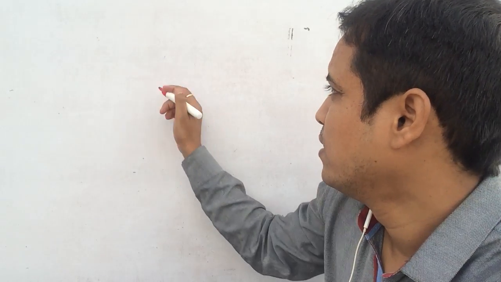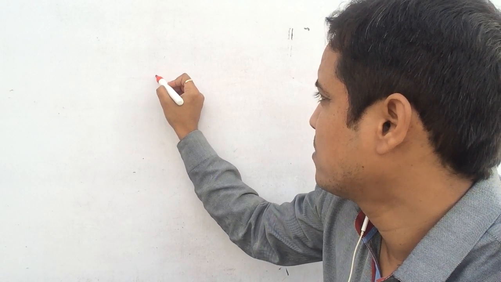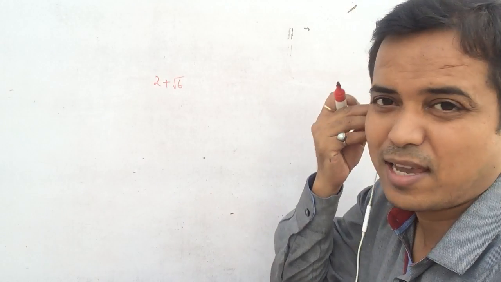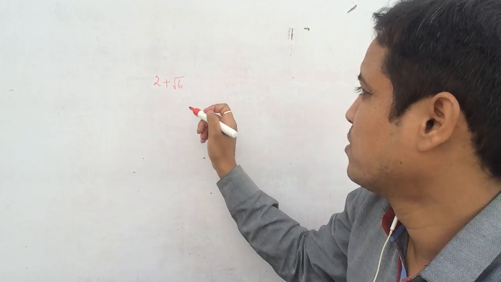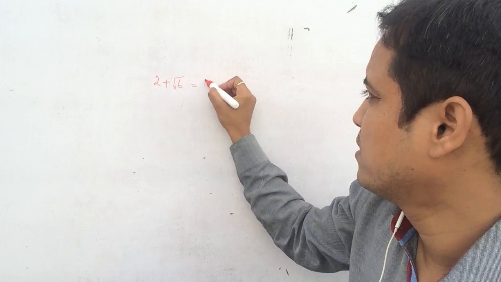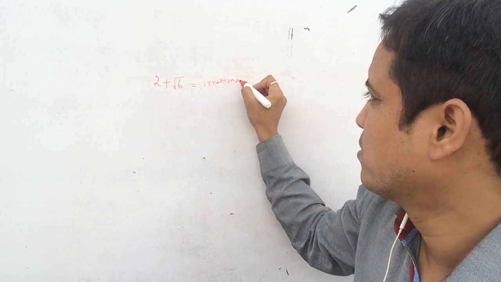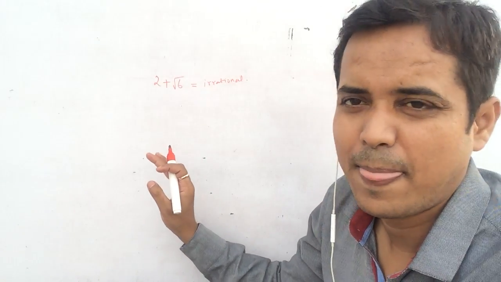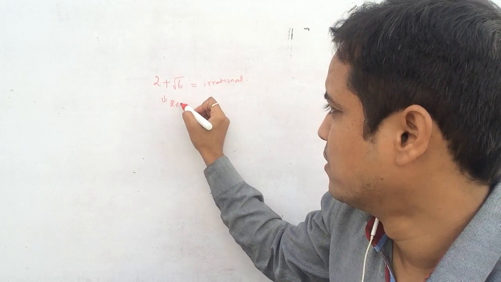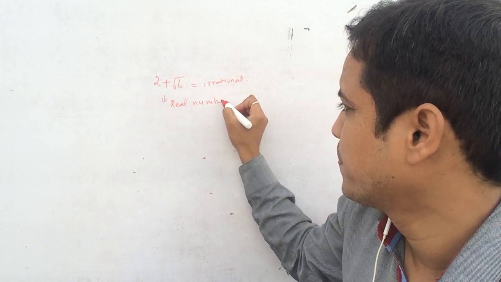Today we are going to do the most important topic of mathematics, the complex number. When we talk about the complex number, how does it look? Suppose you have the number 2 plus root 6. Can you solve this? You can see that it is an irrational number. So we call it a number, and we can say that it is a real number also.